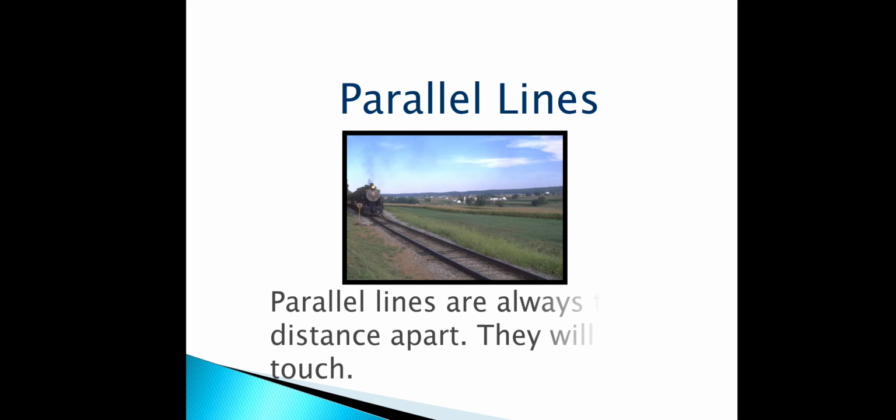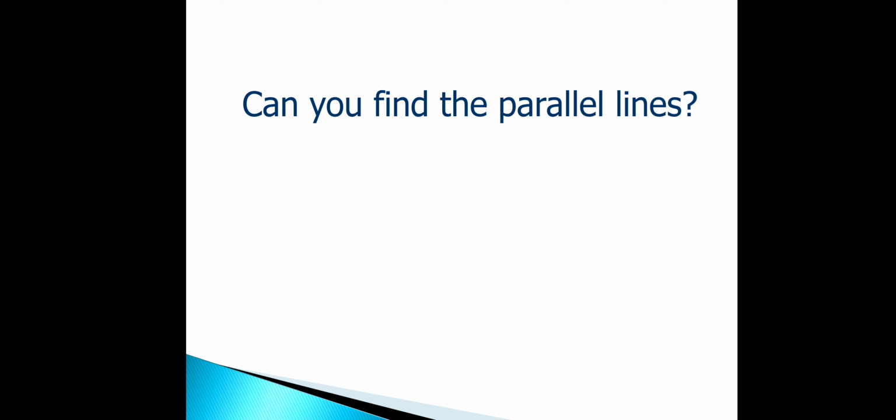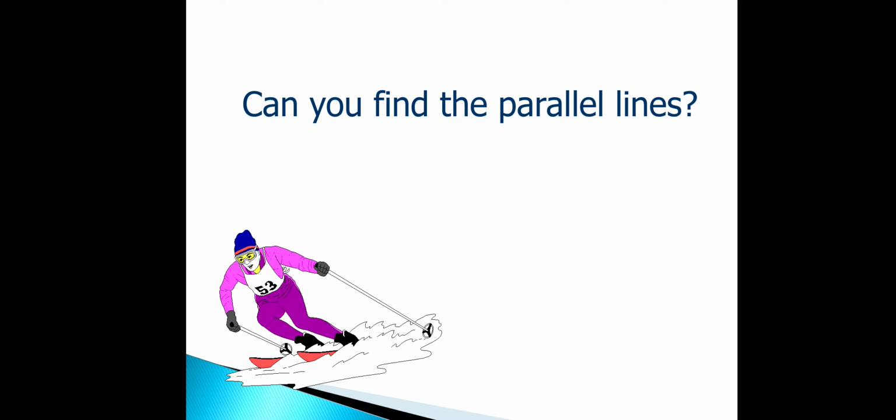The parallel lines are always the same distance apart. They will never touch, like the bars of the trains. They will never meet in any point. Can you find the parallel lines? You can find the parallel lines here.